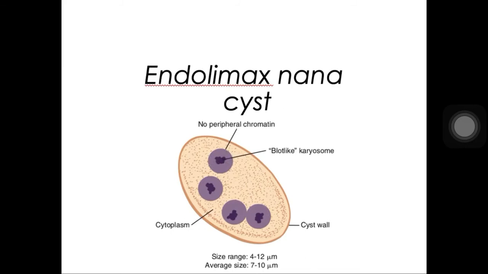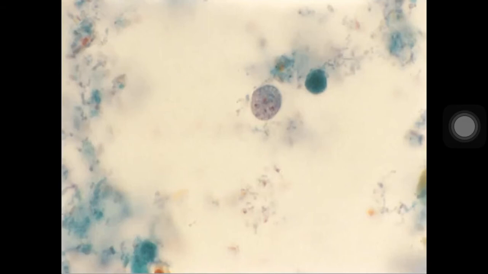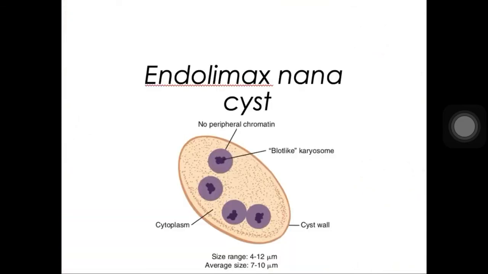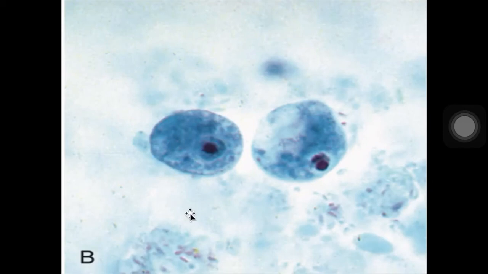Tama? Ayun. So again, we have here Endolimax nana. So ito po mas closer view. We have here 4. Tapos wala po siyang peripheral chromatin na present. Okay? Tapos meron siyang blot-like karyosome. Again, that's your Endolimax nana cyst. Okay? Number 8 po tayo. Here it is. Okay, next.